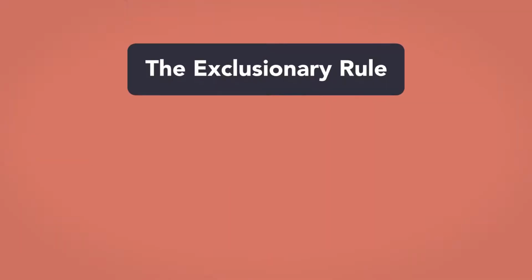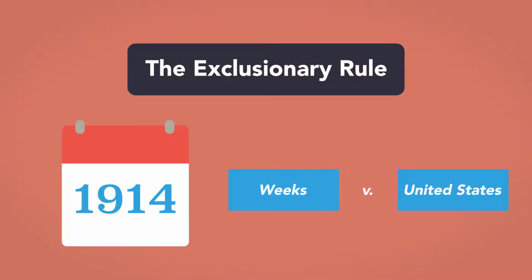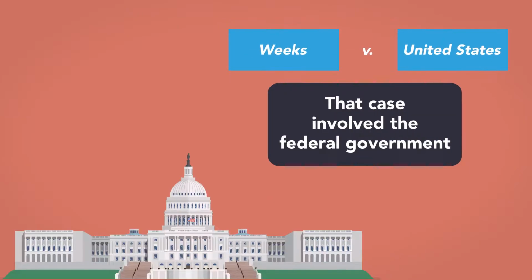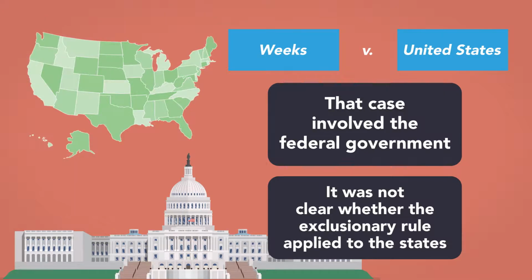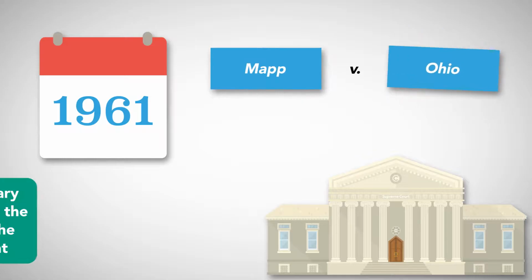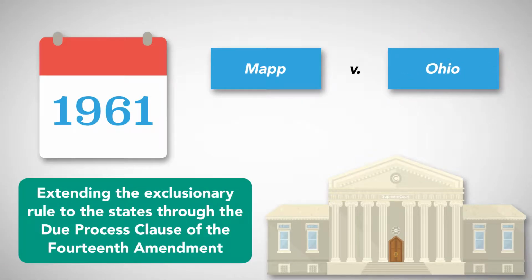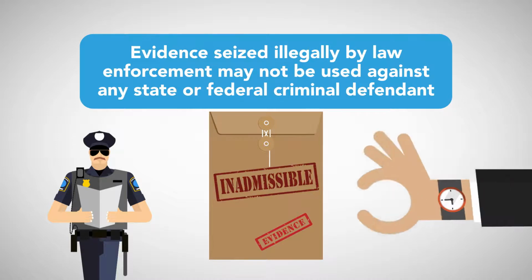The exclusionary rule is a relatively new doctrine in American jurisprudence. Its roots were in a 1914 case, Weeks v. the United States. Because that case involved the federal government, for many years it was not clear whether the exclusionary rule applied to the states. However, in 1961, the Supreme Court decided Mapp v. Ohio, extending the exclusionary rule to states through the Due Process Clause of the 14th Amendment. Thus, regardless of how incriminating the evidence is, evidence seized illegally by law enforcement may not be used against any state or federal criminal defendant.